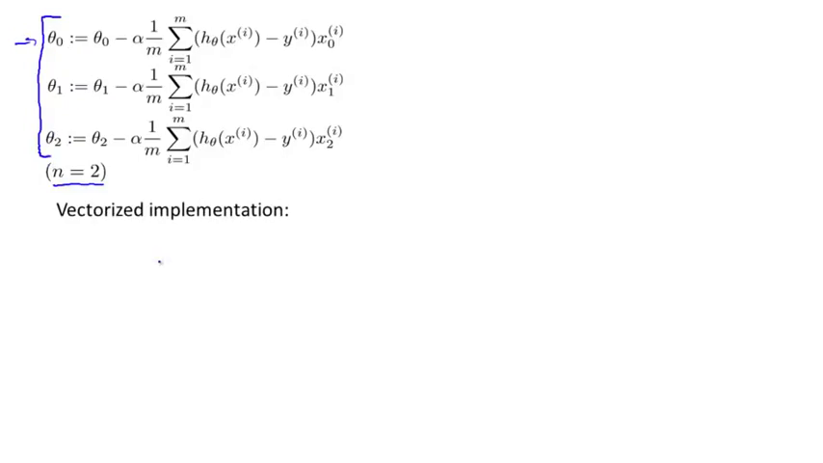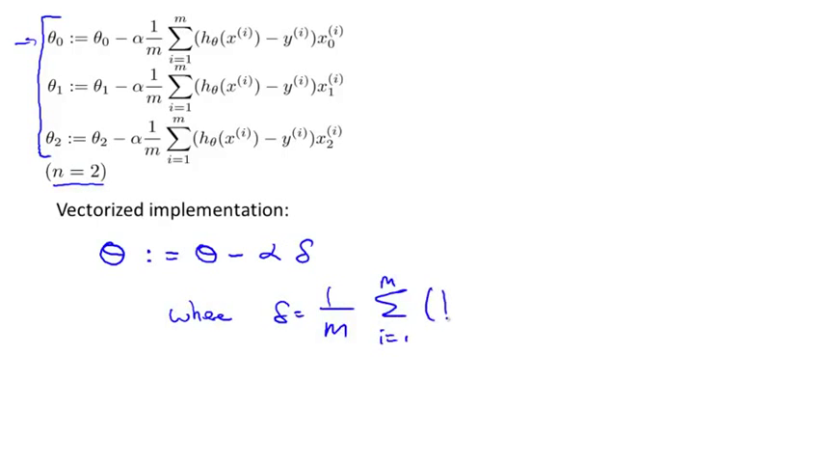Here's the idea. I'm going to think of theta as a vector, and I'm going to update theta as theta minus alpha times some other vector delta, where delta is going to be equal to 1 over m, sum from i equals 1 through m, and then this term over on the right. Okay, so let me explain what's going on here.